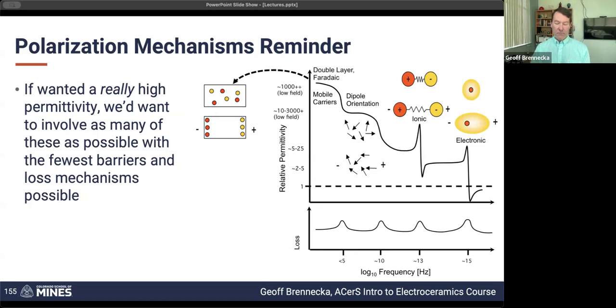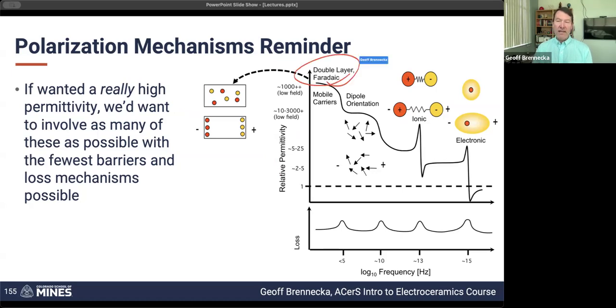If we go back to looking at these polarization mechanisms that we talked about previously, I mentioned that on the vertical scaling you should pay attention to the numbers rather than the actual geometry, because there's a huge difference between the permittivity response, the polarizability, that you can get from the purely ionic polarization versus dipoles. So if we really want a very high permittivity, for capacitors or other reasons, we want as many of these polarization mechanisms active as possible, and we want them to respond as easily as possible with few barriers.